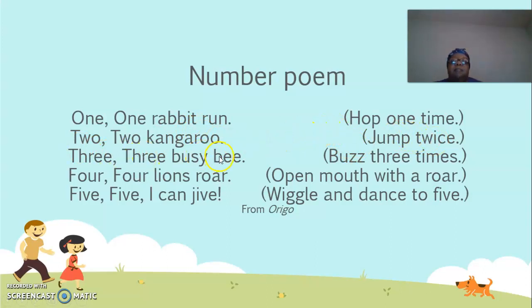3, 3, busy bee, buzz 3 times. 4, 4, lions roar, open mouth with a roar. Can you roar 4 times? 5, 5, I can jive, wiggle and dance to 5. Can you wiggle and dance 5 times? See if your family can do the poem with you and practice counting and acting out the number poem. See if you can find the number words in the sentences.